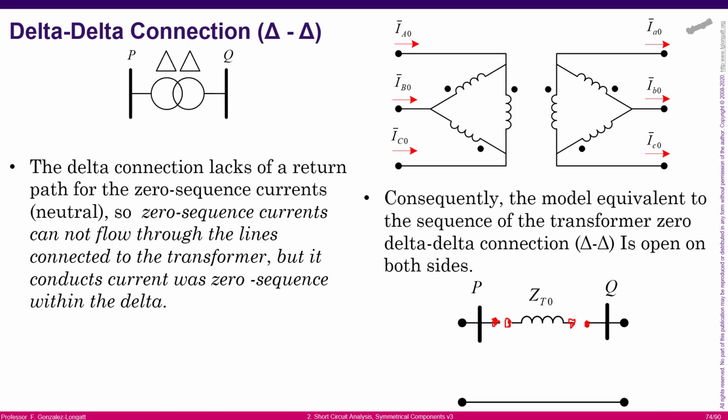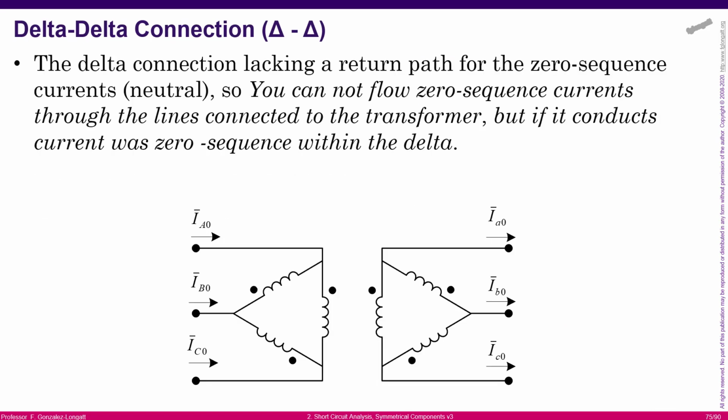Something that must be clarified here is that, because there is a lack of neutral point, there is no way that we can have zero components on the lines, on the high voltage side and also on the low voltage side, okay?